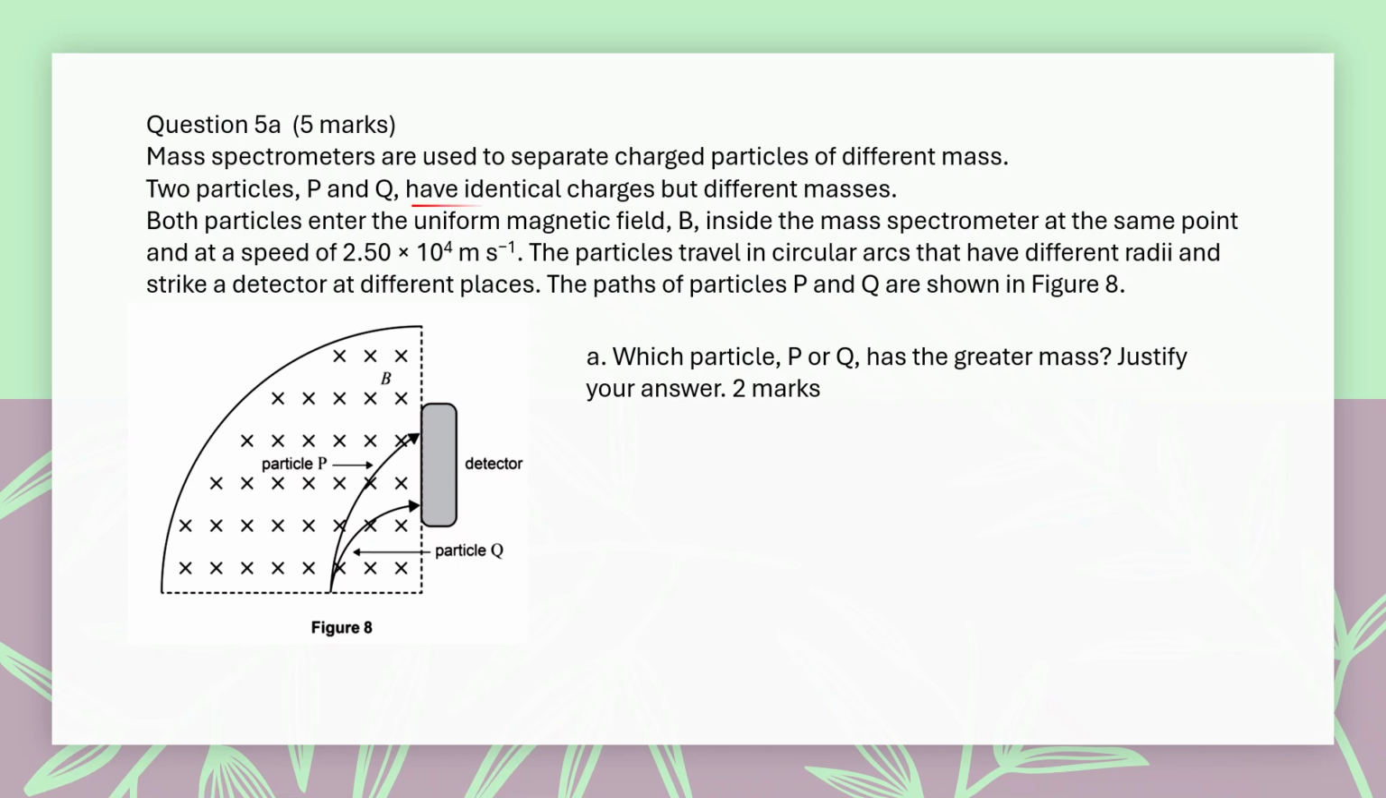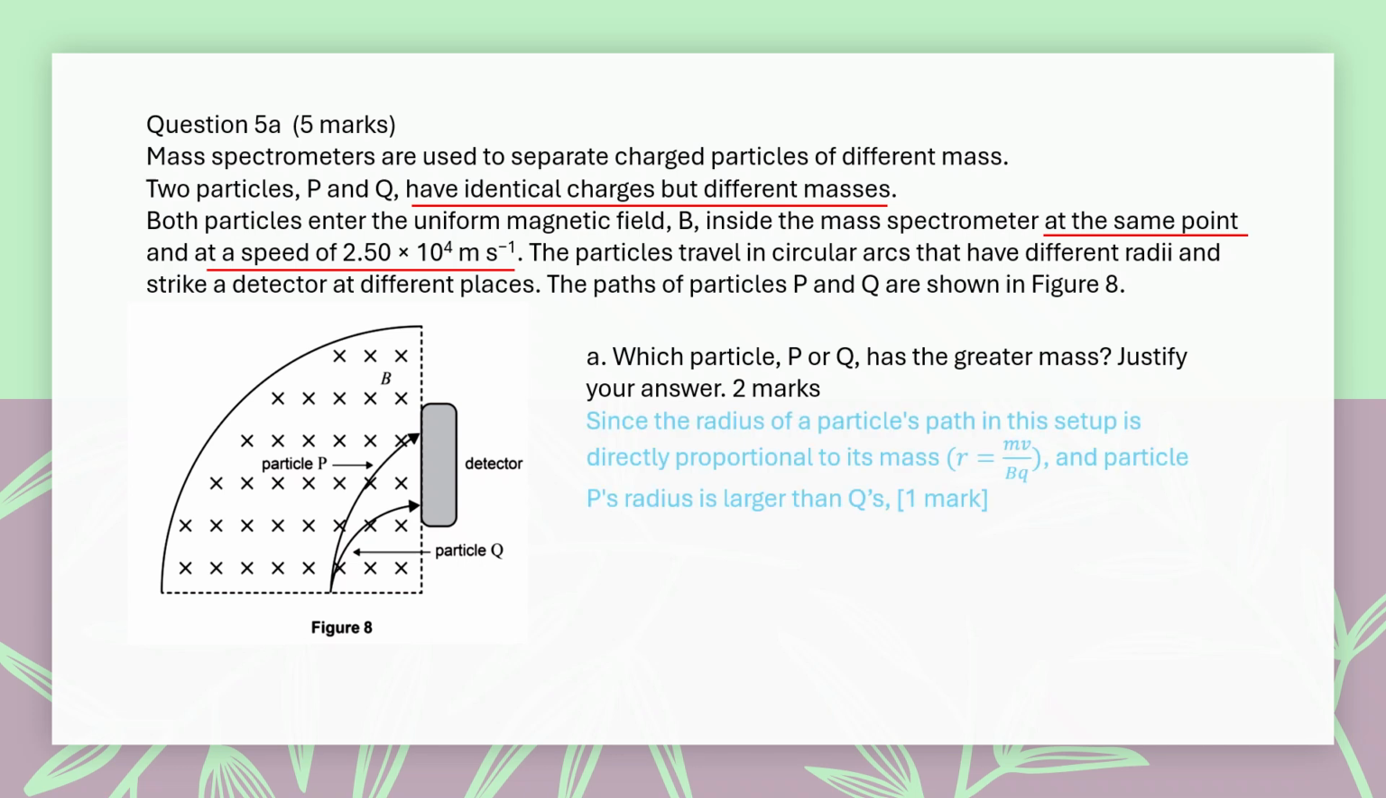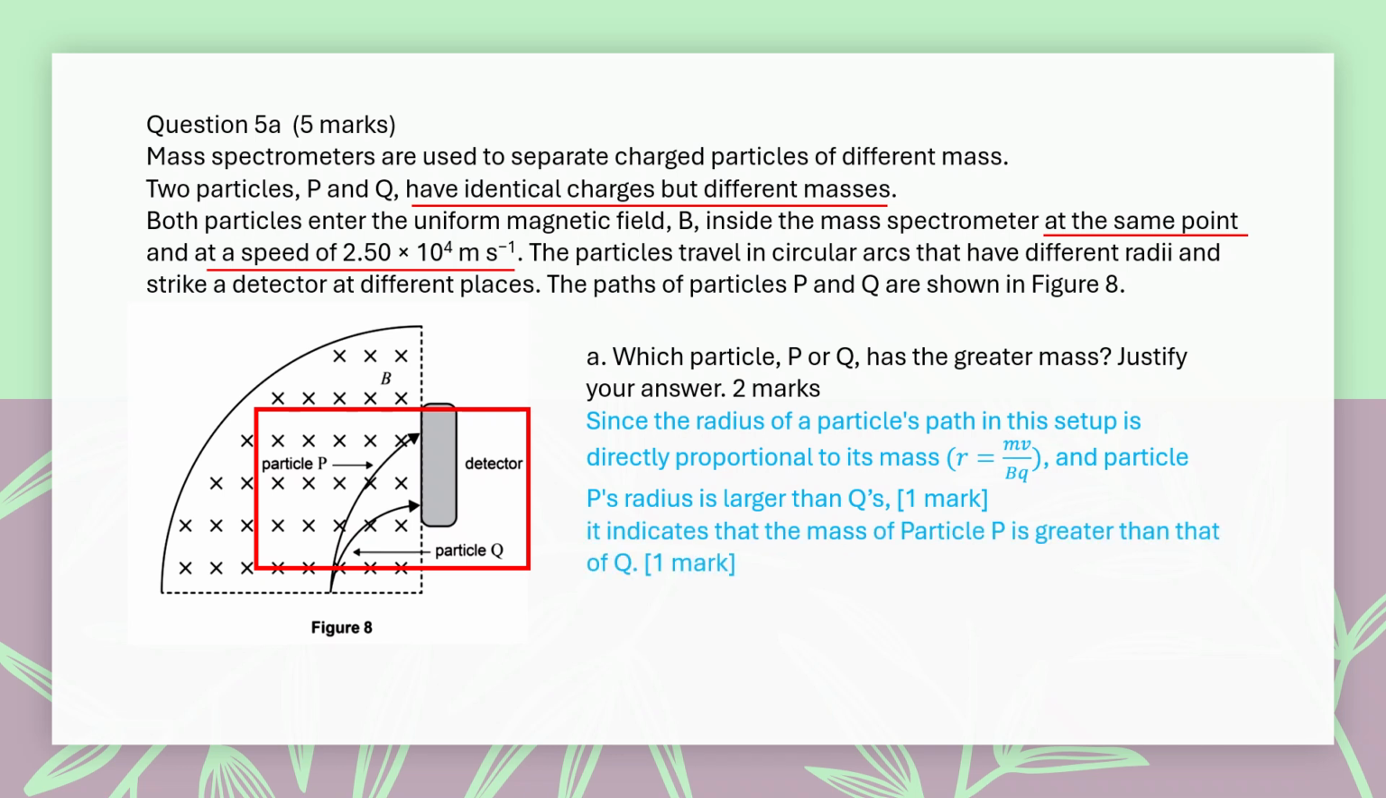Particles P and Q, despite having identical charges, possess different masses. Both enter a uniform magnetic field within a mass spectrometer, at the same point, and with the same speed. Since the radius of a particle's path in this setup is directly proportional to its mass, and particle P's radius is larger than Q's, it indicates that the mass of particle P is greater than that of Q.